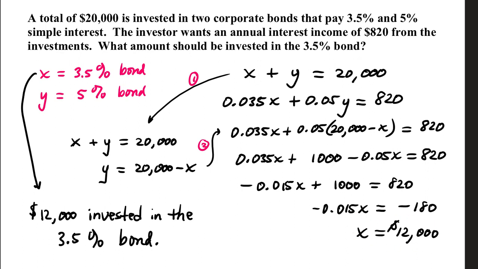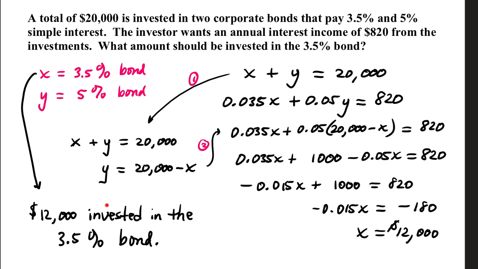Since there's $20,000 total investment, and we've just now come up with 12,000, if we had to come up with the other amount, it would be 8,000, because 12,000 and 8,000 give us the 20,000 total. But this problem just wanted to know how much would be in the 3.5% bond, and that was what we assigned to X, and we just solved for X.